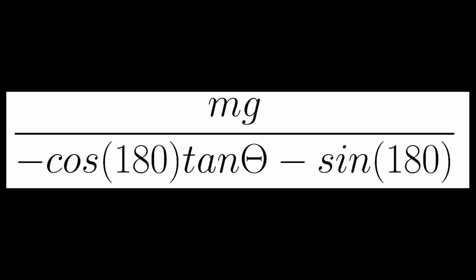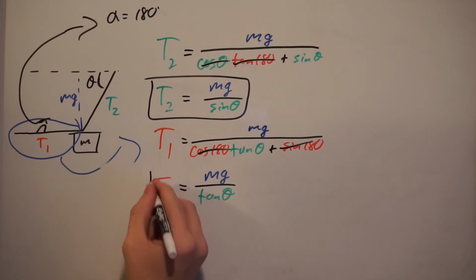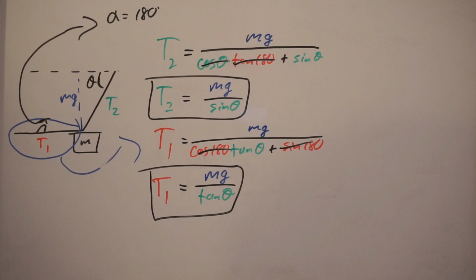So there's the editor's note. So we get T1 equals mg over tan theta. Oh, look at that. That's exactly what we said it was before as well. So you can see these equations do hold up. It just depends on how you define your tensions. It's all about perspective.